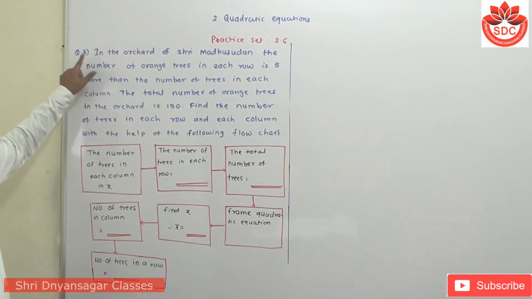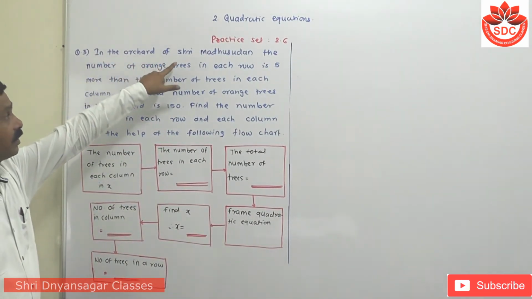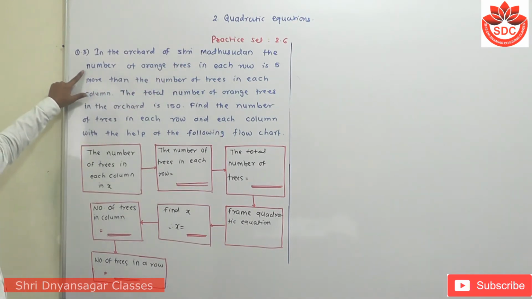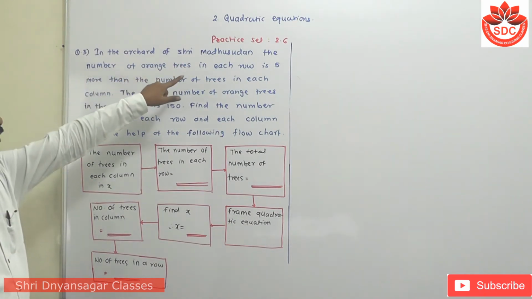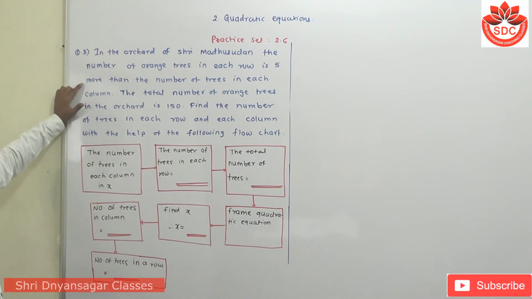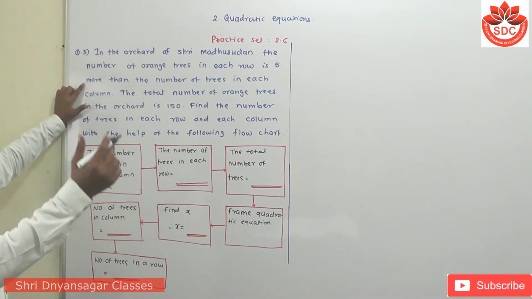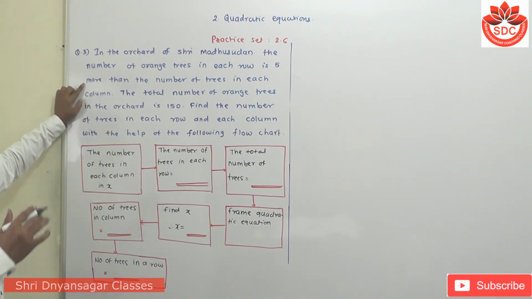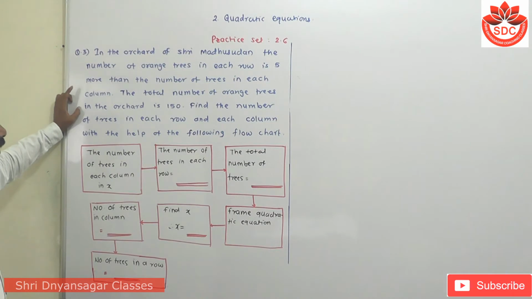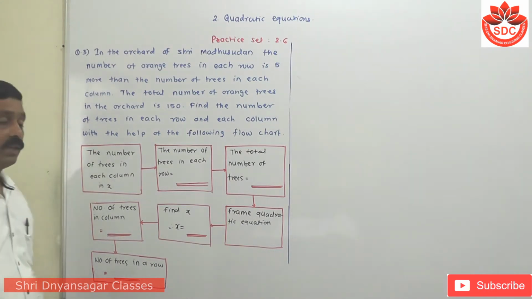Question number 3. In the orchard of Shri Madhusudan, the number of orange trees in each row is 5 more than the number of trees in each column. म्हणजे कॉलम पेक्षा रो मध्ये 5 ने काय जास्त आहे. The total number of orange trees in the orchard is 150. Find the number of trees in each row and each column with the help of the following flow chart.